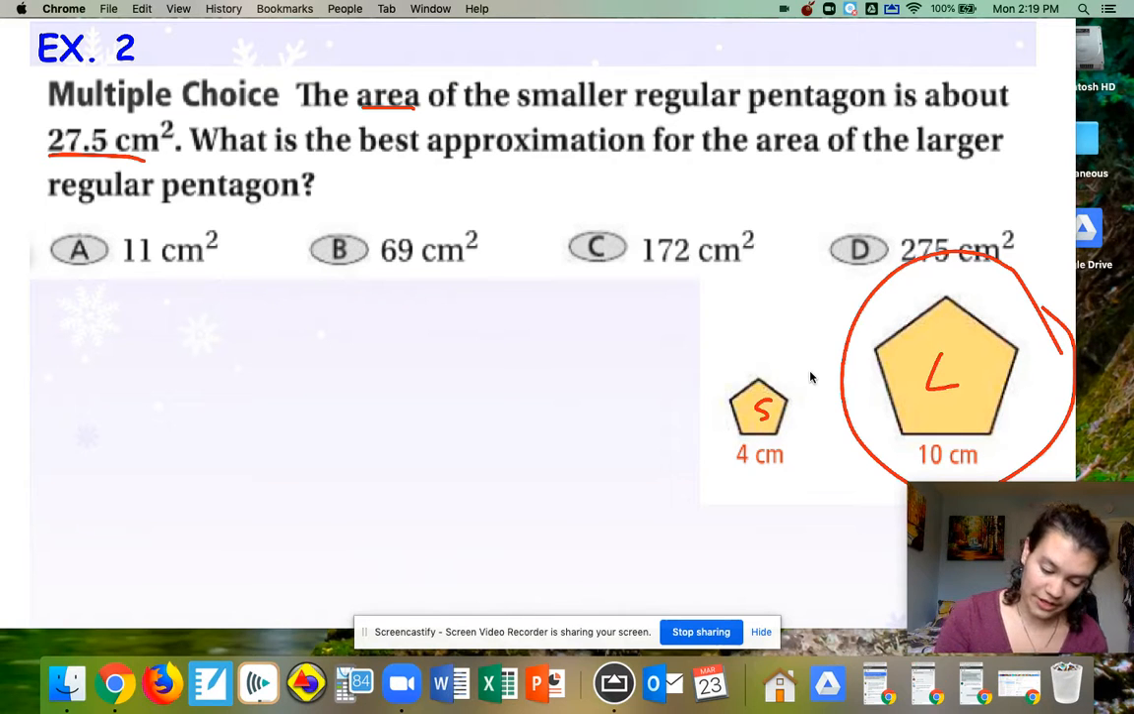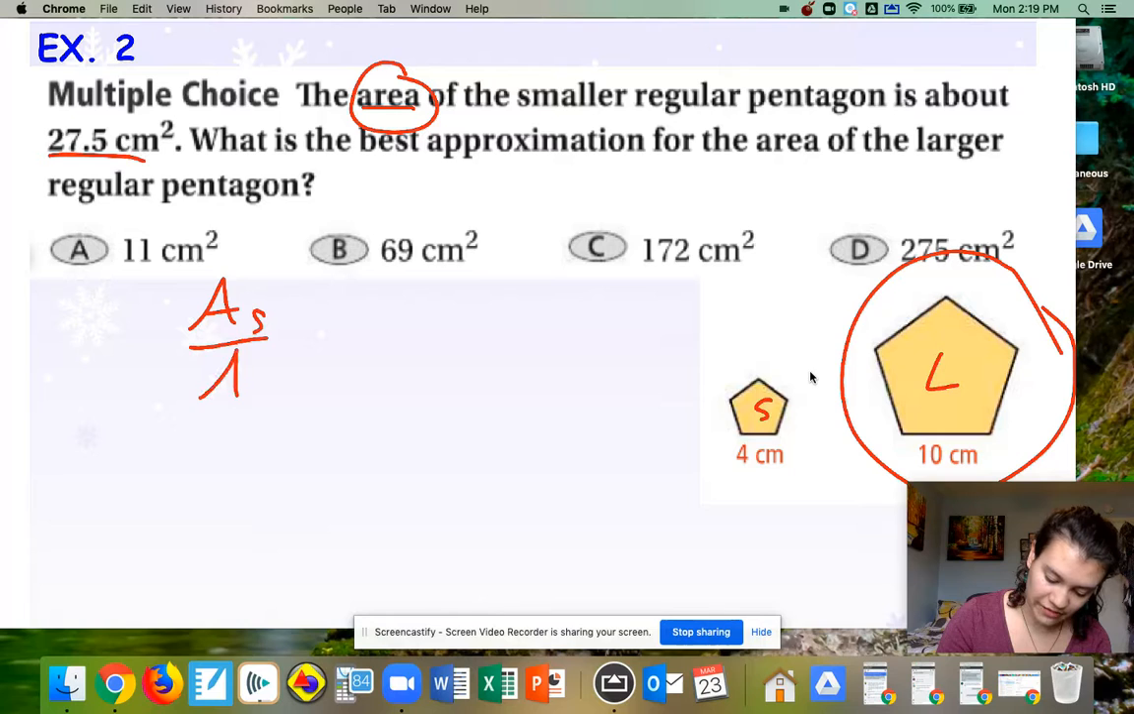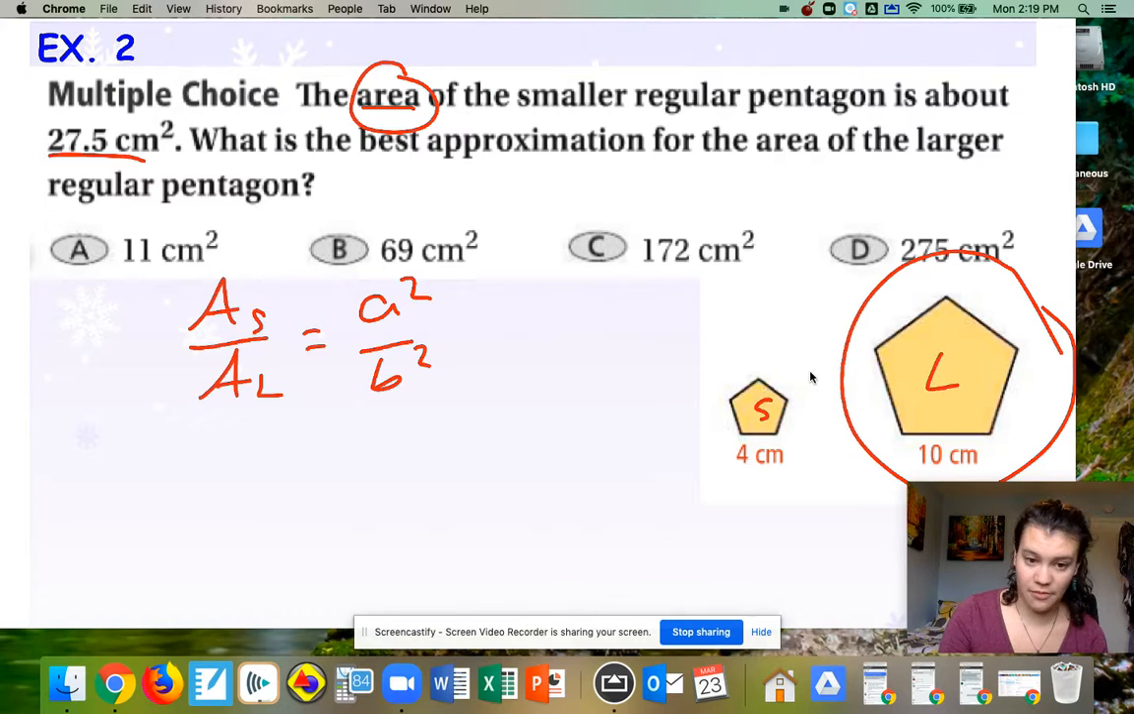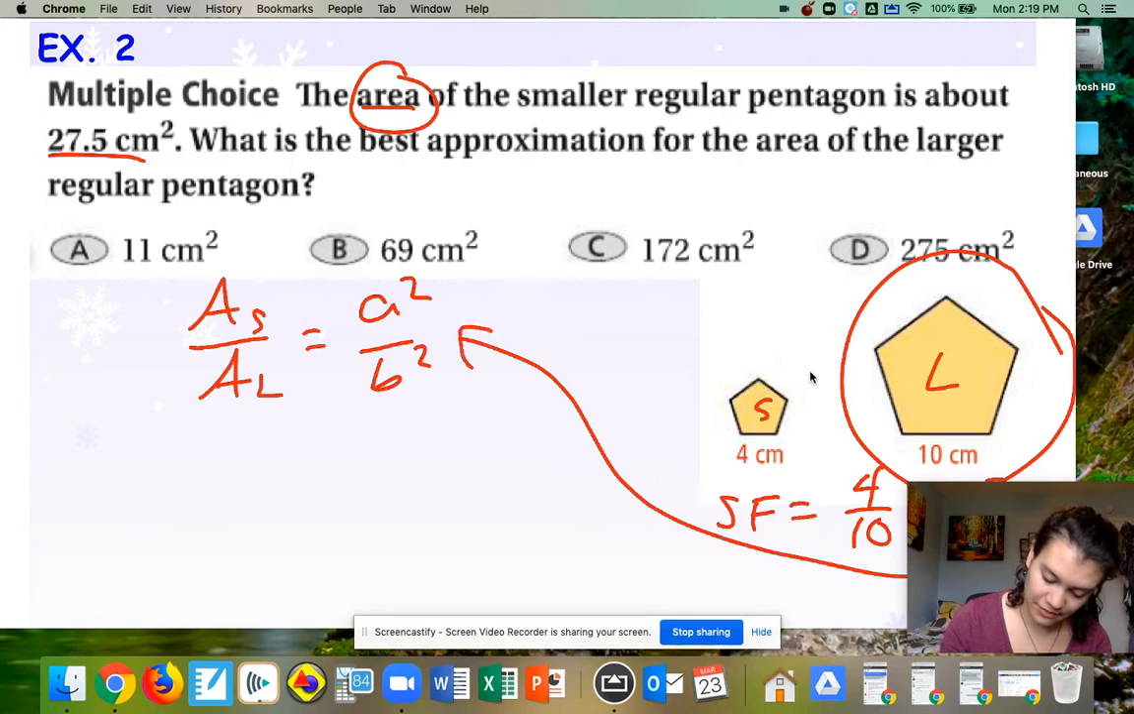So we're talking about areas, so we want area, say the small over area of the large has to equal our a squared over b squared. So you want to start by finding the scale factor. So your scale factor here, we could do 4 over 10, which would give you 2 over 5. And we're going to take that and plug that in over here.